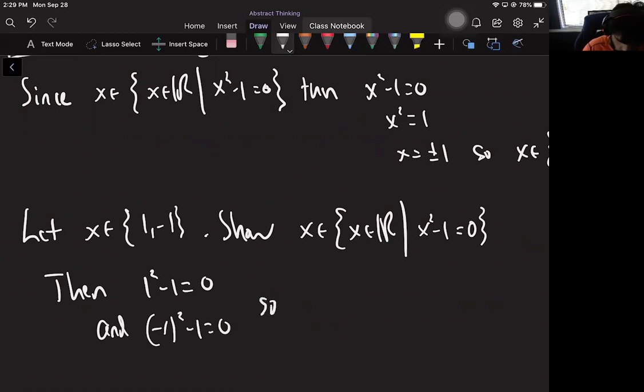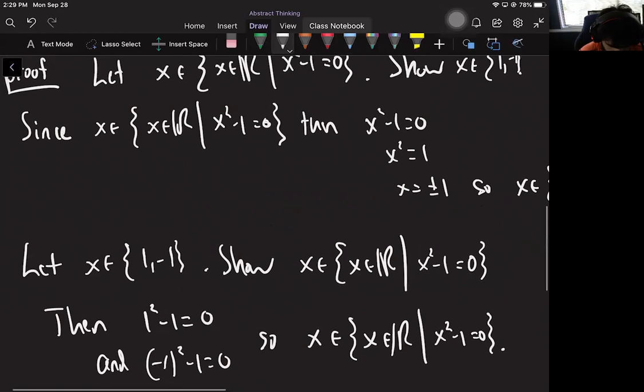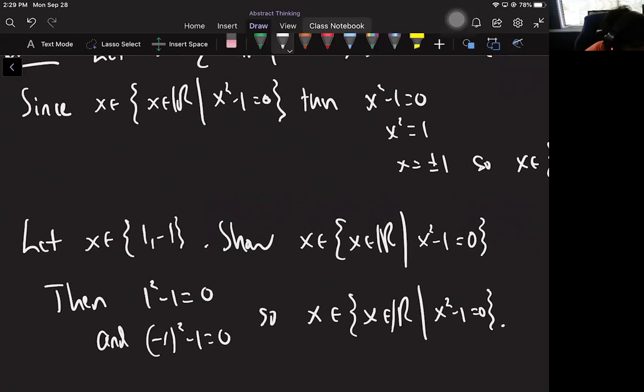So it doesn't matter which one x is, if it's 1 or negative 1, it still is in this set because it solves this equation. Okay, so that's the end of the proof. All right, so now let's prove something a little bit more general and something more like you'll see.